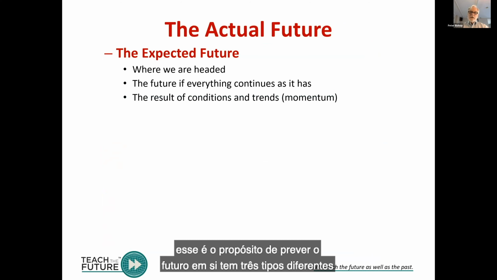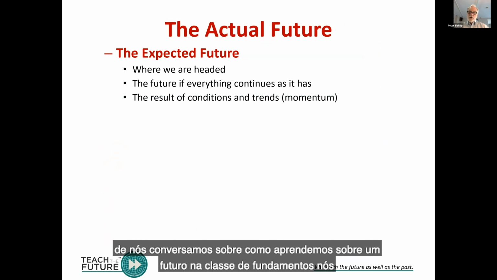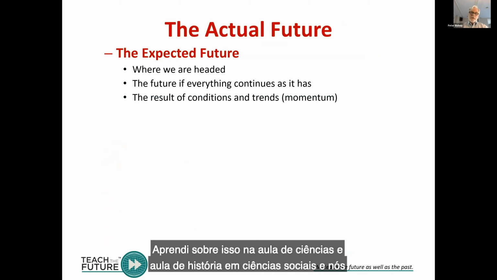The future itself has 3 different kinds of, we talked about how we learn about the future in the fundamentals class. We learned about it in science class, in history class, in social sciences, and we came up with 3 different kinds of futures. The first of that is, as I mentioned, the expected future.